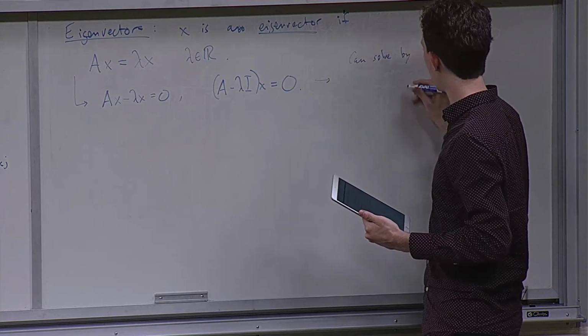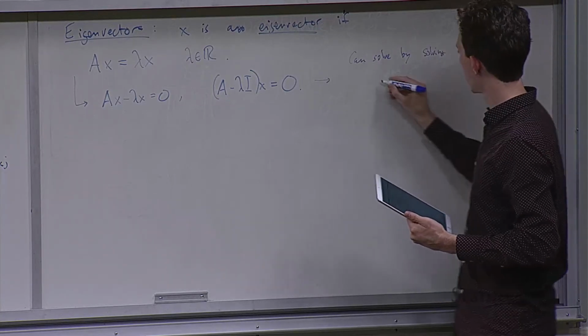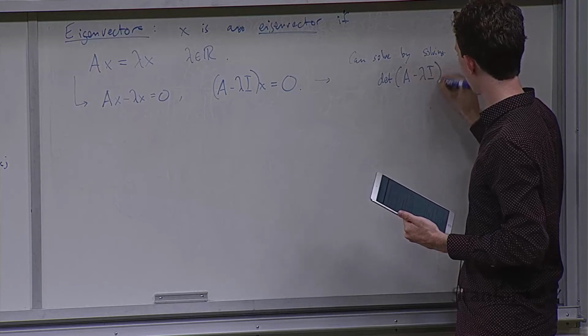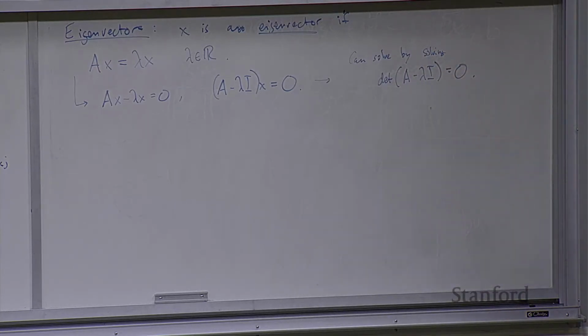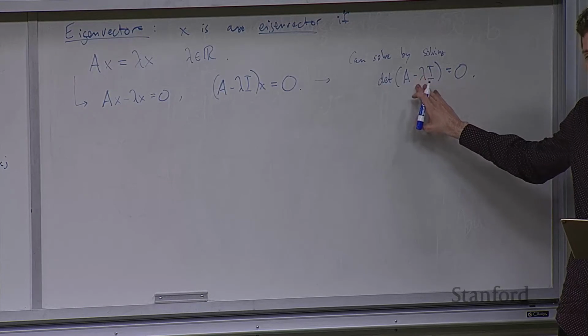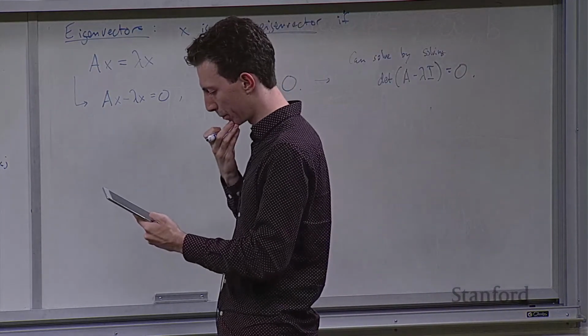So we can solve by solving determinant of A minus lambda I equals 0. This is just a note that I should mention, and I realize I haven't defined determinant. And that's fine because we really shouldn't ever be worrying about this in the class.